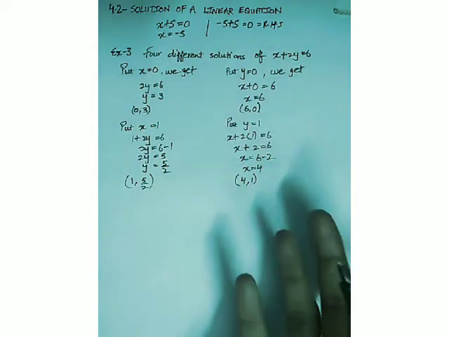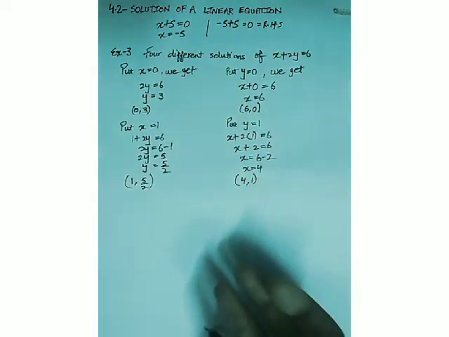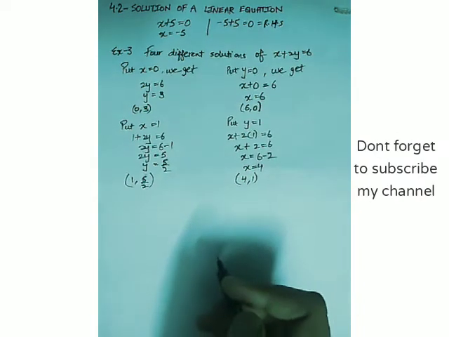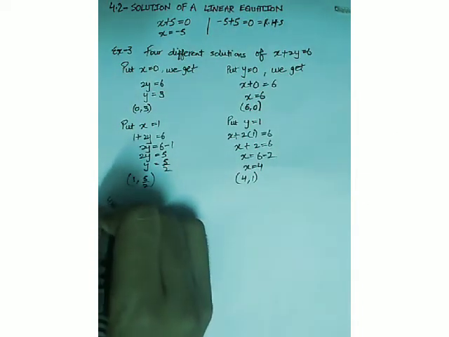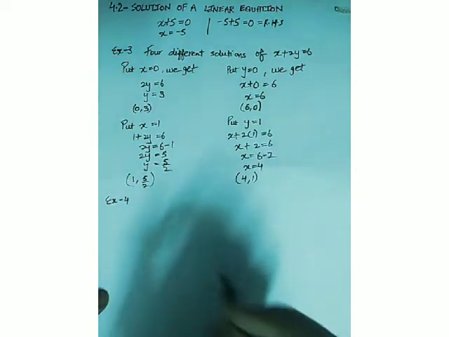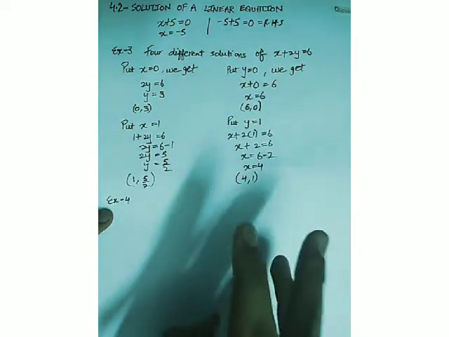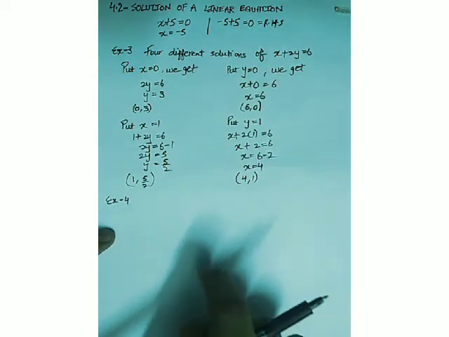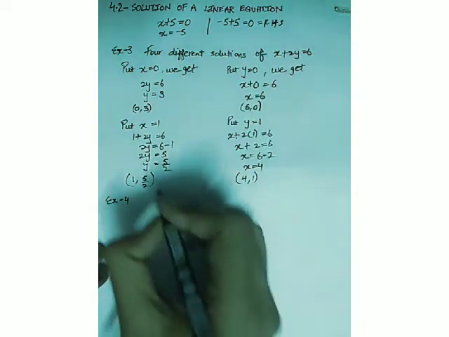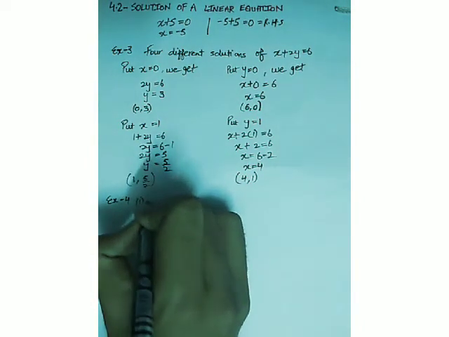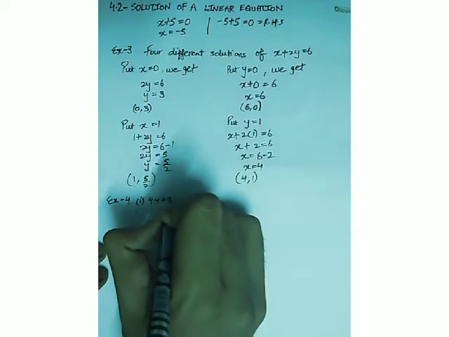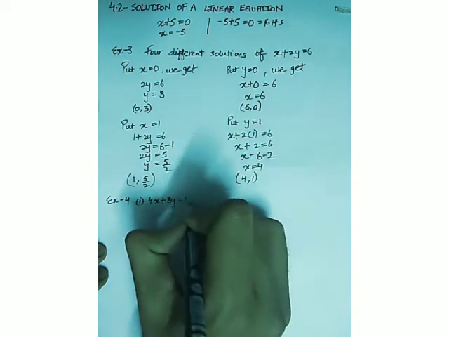This is how you can find as many solutions as you can of any linear equation in two variables. So let's move to our next example, that is example 4. In this example, there are 3 parts, and in all of the 3 equations we have to find 2 solutions each. Firstly we will discuss the very first, that is 4x plus 3y is equal to 12.